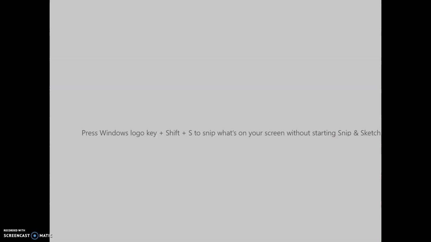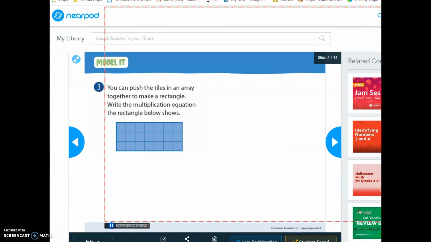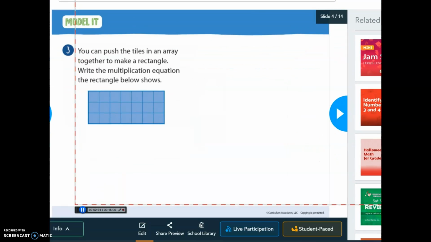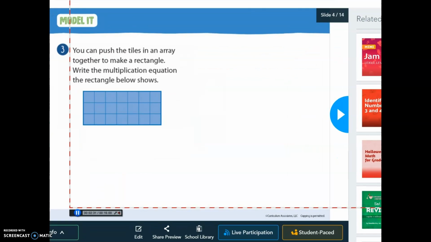Okay, so it's called an area model, and it's the same thing as the array. It's just showing tiles that are pushed together. So in this case, we have 3 going down and 1, 2, 3, 4, 5, 6, 7 going across. So it says write a multiplication equation for the rectangle below. Well, we always go down first.